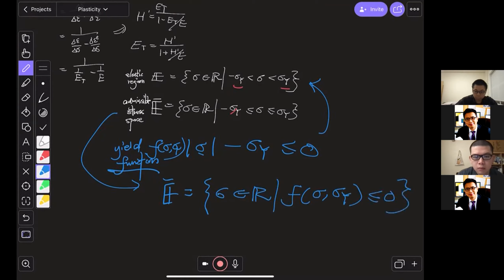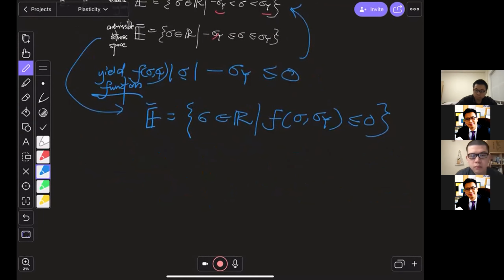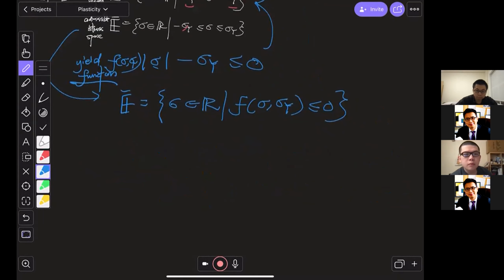Okay, so this is actually the 1D yield surface. There are some extreme cases that I want to consider. So what happened for the strain and stress? Let's say I have an E, and then I have ET after the yielding, and this is actually the yielding point.